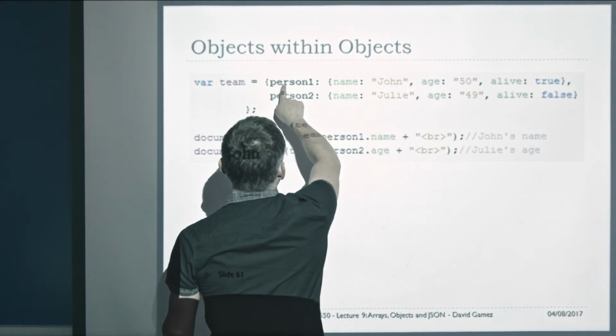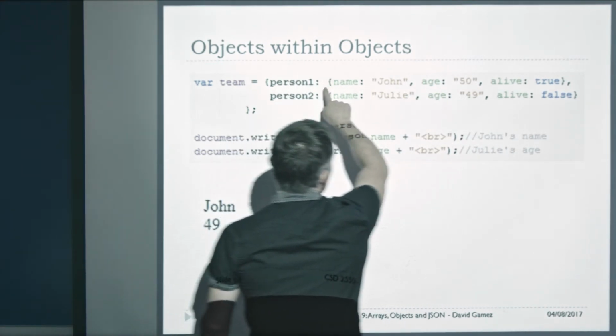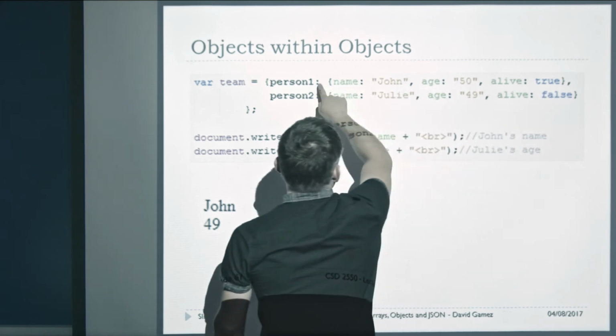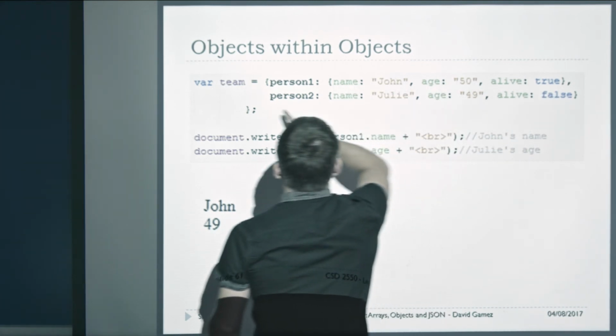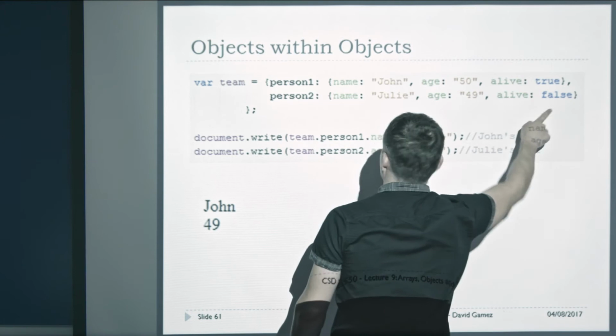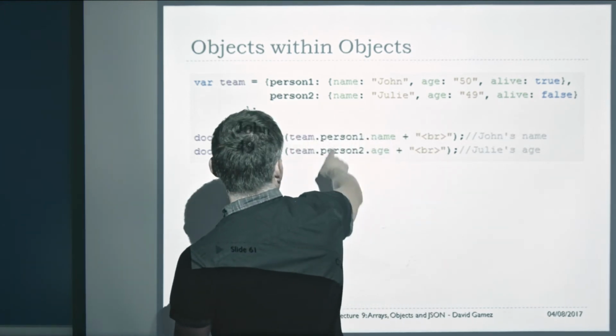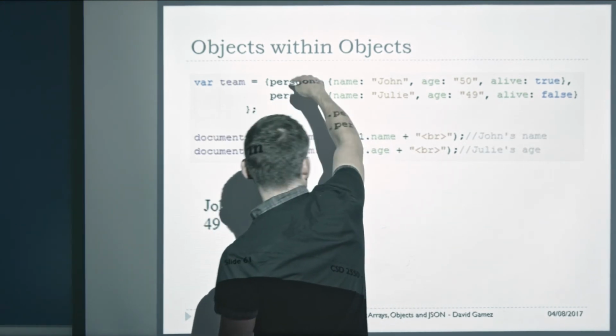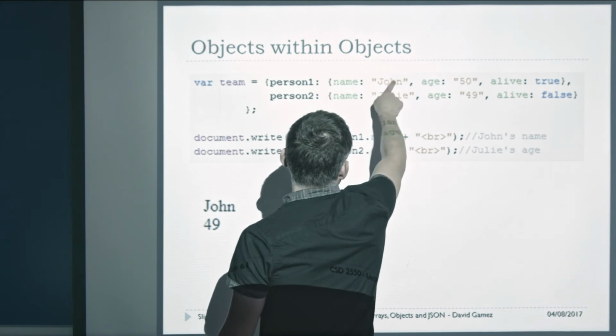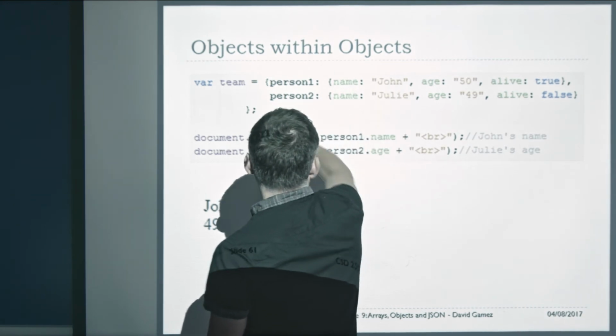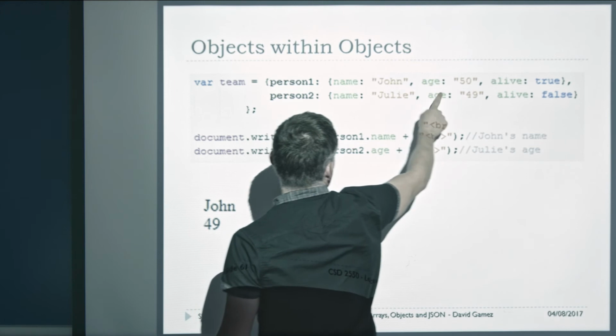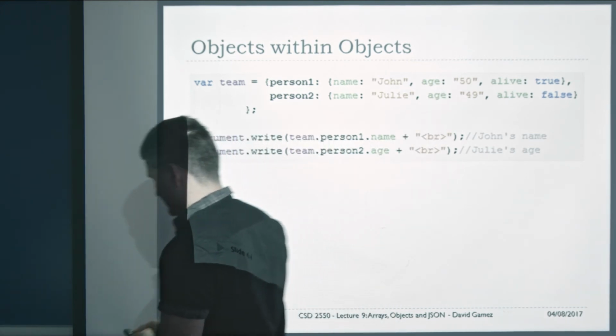So the key here is person 1, and the value is another object that we're defining there. And then we have another key here pointing to another object here. And so it's the same effect. We have team.person1.name, and that's getting us to this piece of data here. And team.person2.age is getting us to this bit of data here.